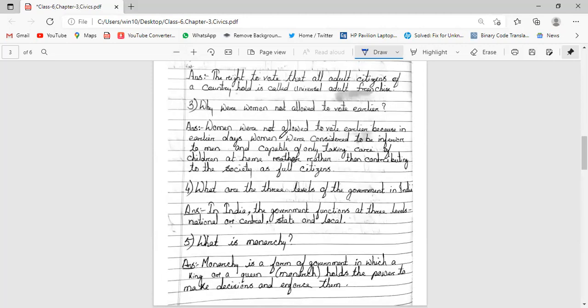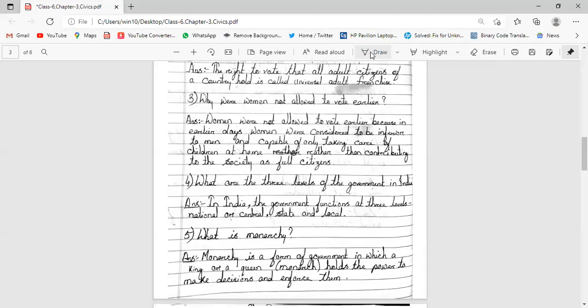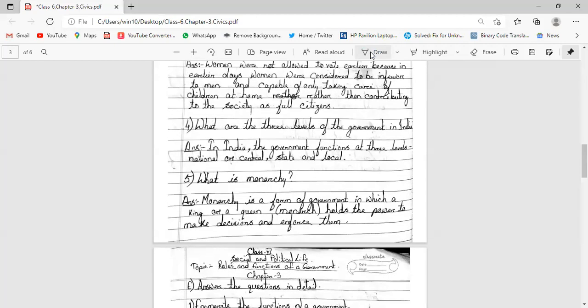Why were women not allowed to vote earlier? Women were not allowed to vote earlier because in earlier days, women were considered to be inferior to men and capable of only taking care of children at home rather than contributing to the society as full citizens. Next, what are the 3 levels of a government in India? In India, the government functions at the 3 levels, that is national or central, state, and local.